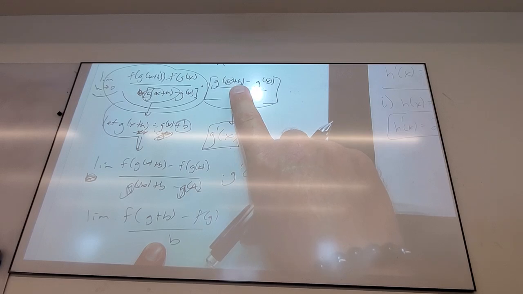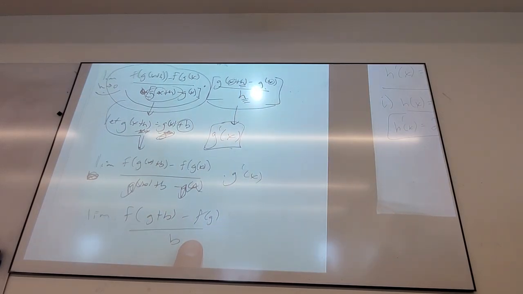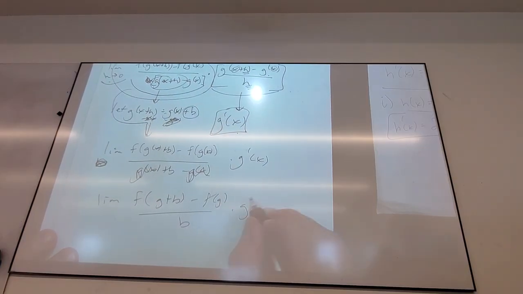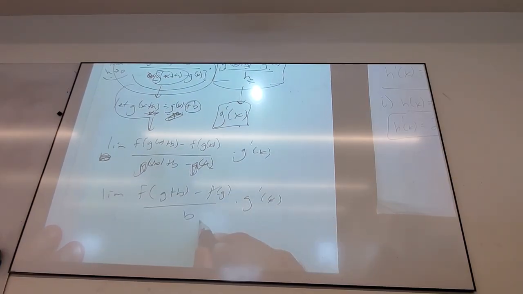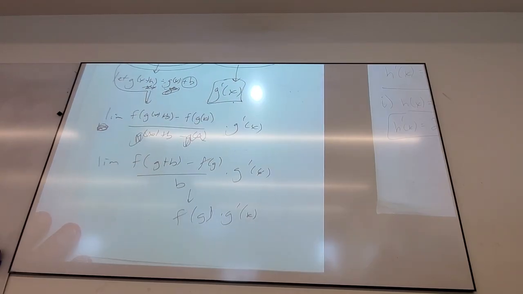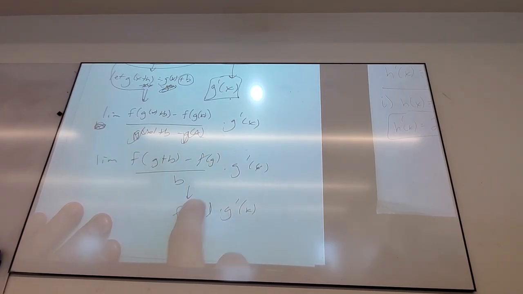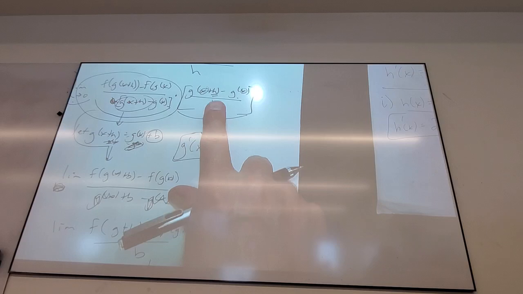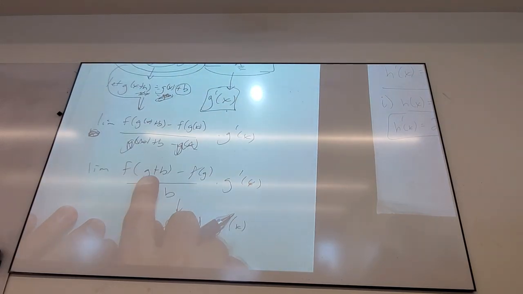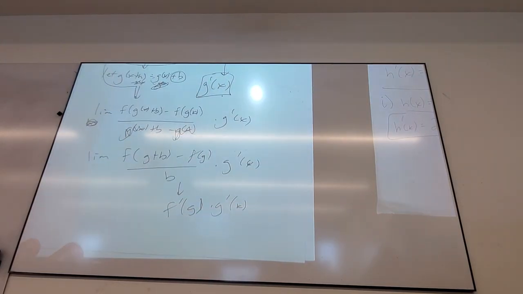G of something plus something going to 0 minus g of that same first thing, divided by the thing going to 0. Same thing down here. So what is this limit? This limit will be f of g. Sorry, I left out the prime. This is the derivative, yes? This is the derivative of f of g, the same way this is the derivative of g of x. F of g, g of x. Do you guys see that?